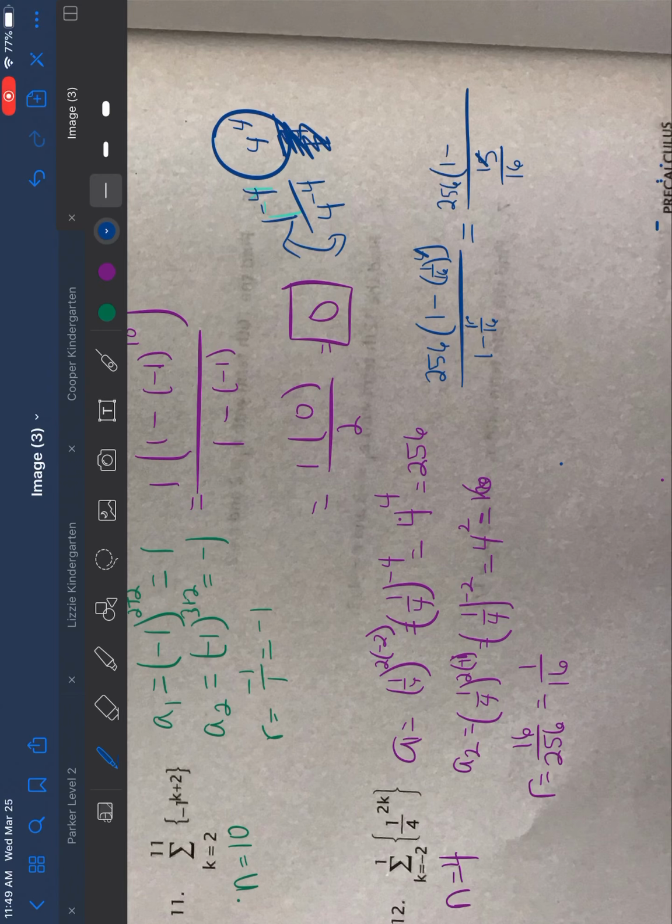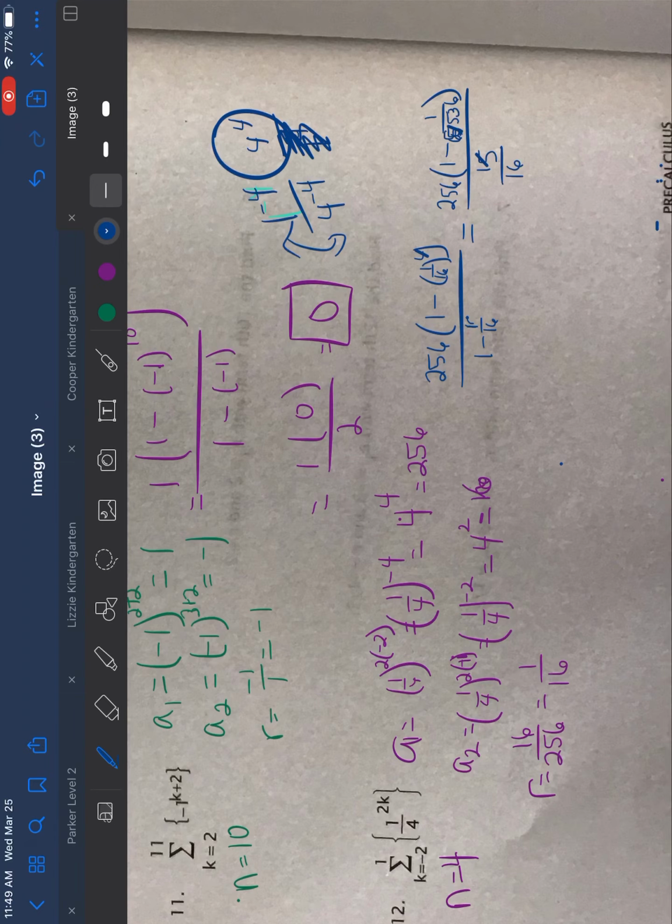We've got 1 minus 1/16 to the 4th power, which is, and use a calculator for this, please, 65,536. So that's 65,536. 1 minus one of those.